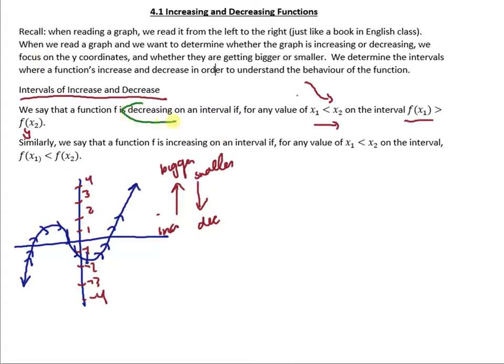Similarly, we say the exact same thing, but the reverse for increasing. So if a function is increasing on an interval, when we compare x1 and x2, for example, x1 would be here and x2 would be here. x2 is always the later, right? What happens is the y value of x1 is smaller than the y value of x2. So it'd be 0 compared to 3, for example.